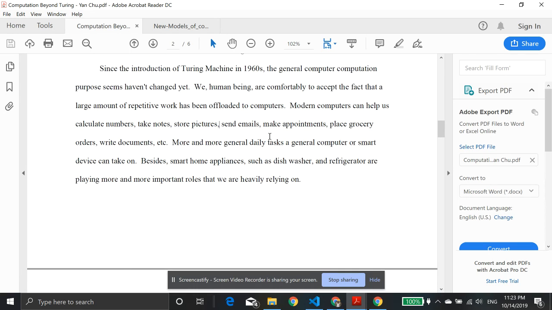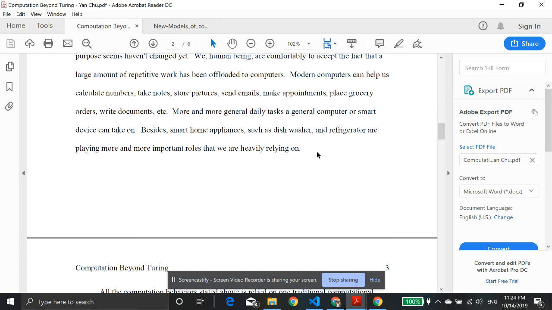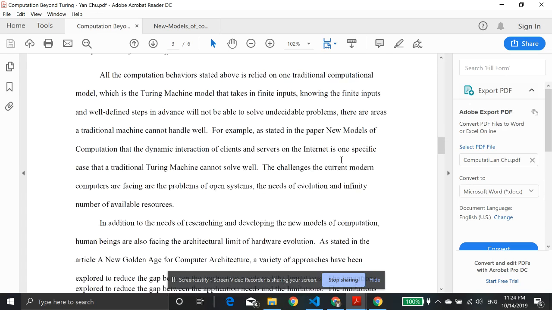So these are general daily tasks that a general computer or smart device can take on. I also mentioned here that a dishwasher and a refrigerator are much smarter than before. A Samsung refrigerator can track the freshness of the vegetables and fruits stored in it, and the dishwasher can connect to your home Wi-Fi to tell you whether it has completed, like the status of the current dish cycle. There is more that human beings will rely on modern general computers for, but there are still challenges we are facing.